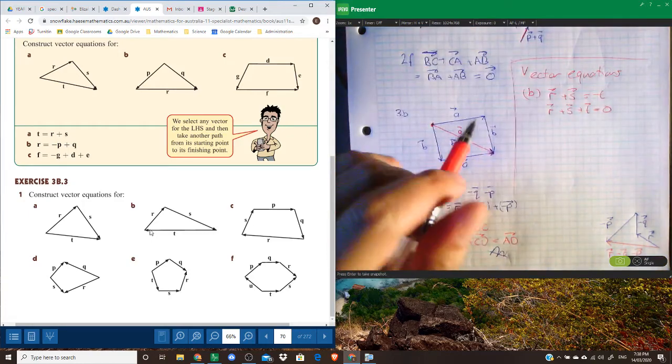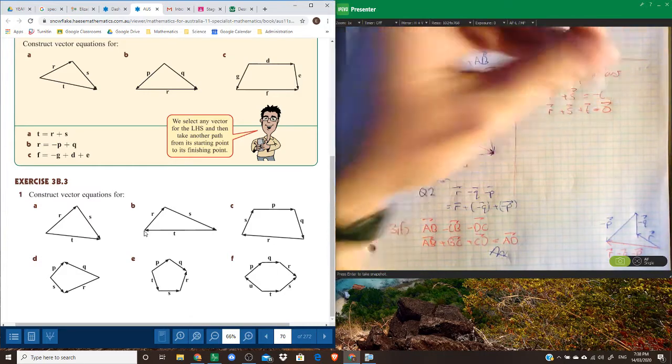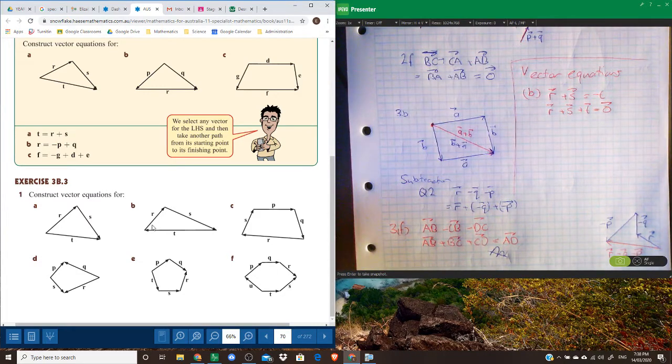Because that's true, because you end up back where you started. So thereby that's a zero vector. Okay, so that's two ways to think of it.